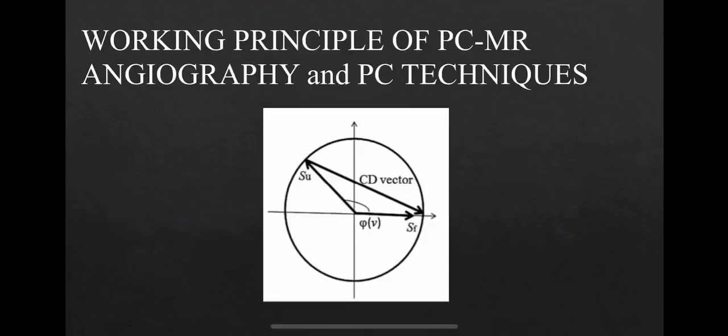The phase contrast complex difference, PCCD, angiogram is the image that shows the magnitude of the CD vector as pixel intensity. Here you can see the CD vector as a subtraction of a flow compensated sequence and an uncompensated sequence. In the phase contrast phase difference, PCPD, angiographic display, the phase difference phi forms the signal intensity.